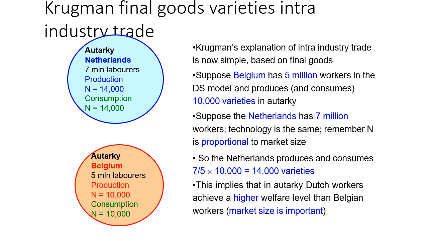What you should know from this is that the more variety you have, the more utility you usually have. So you can assume in this case that the Netherlands, or the Dutch, have higher welfare, purely because the market size is bigger.